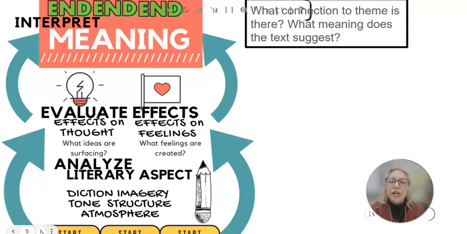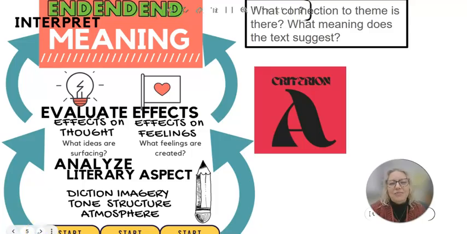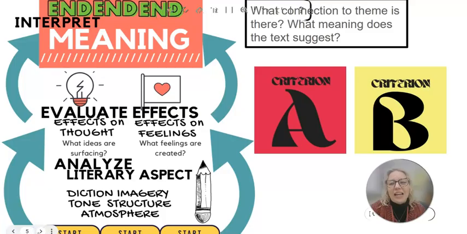And instead of trying to guess what the authors, O'Brien and Atwood, are trying to do, focus on what the language does and what the text suggests by creating certain thoughts and feelings and then connecting them to the theme that you want to focus on. So that is all criterion A and criterion B.